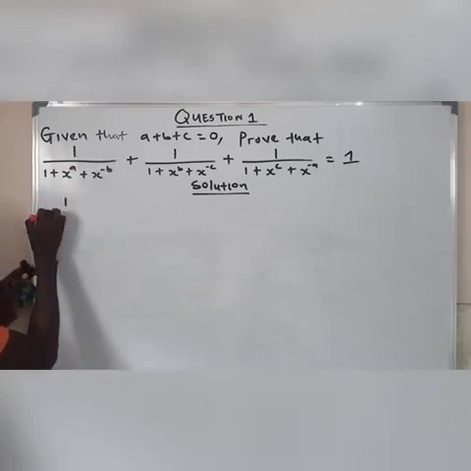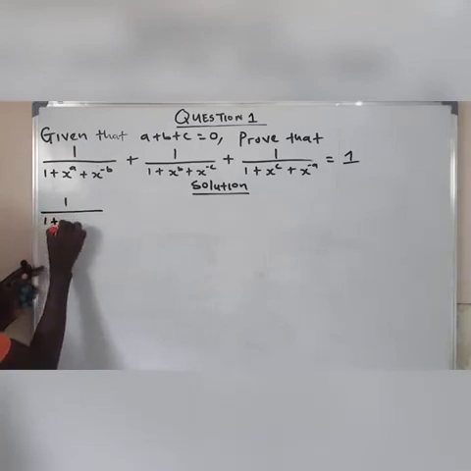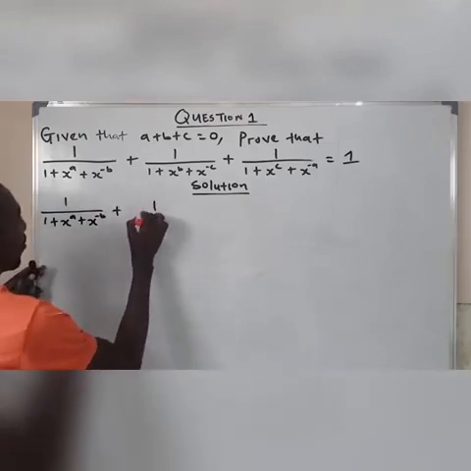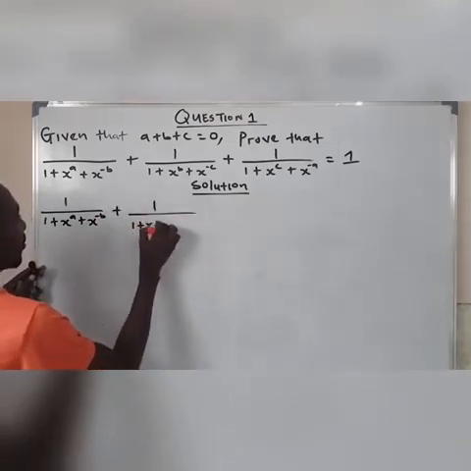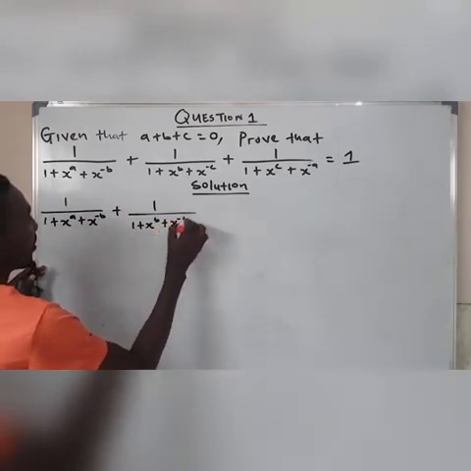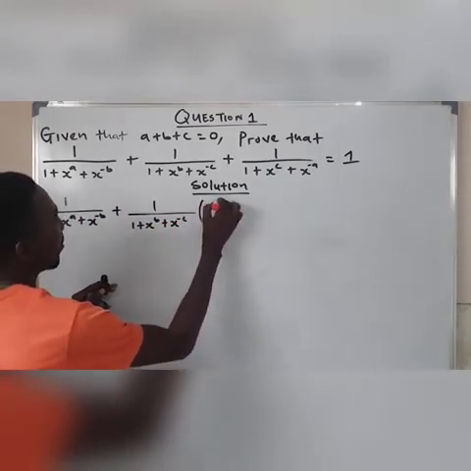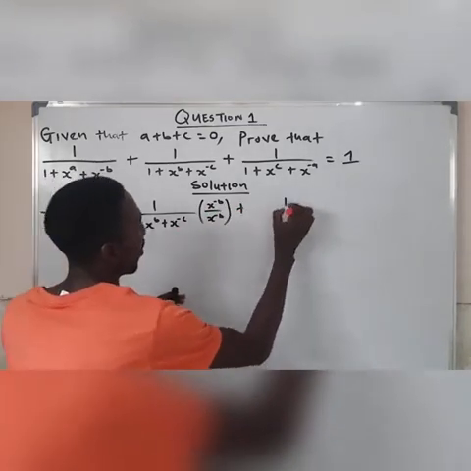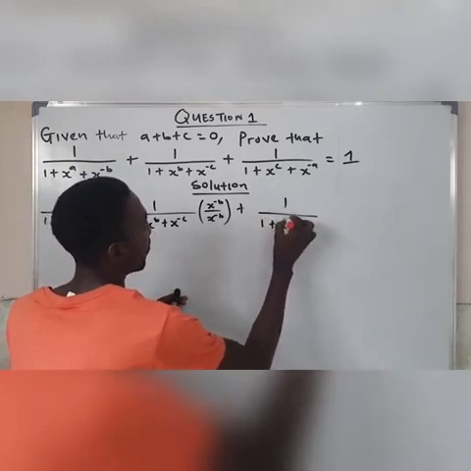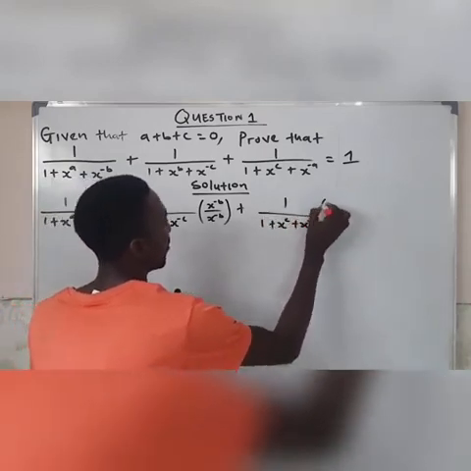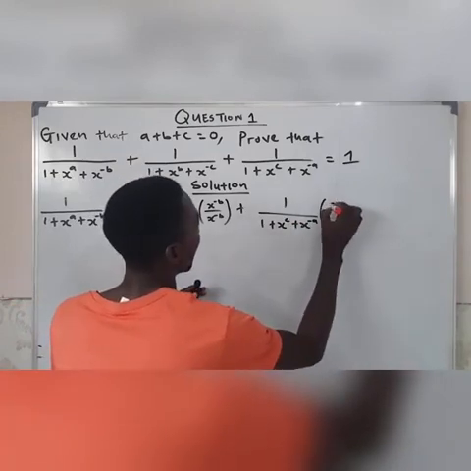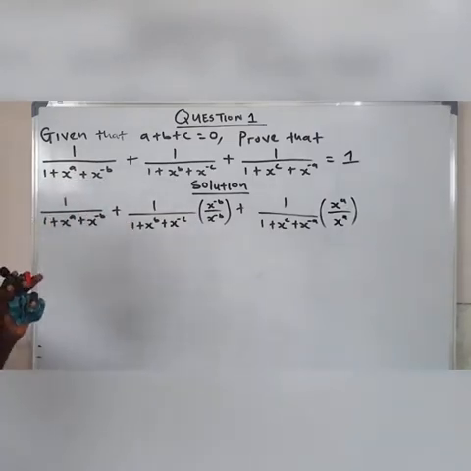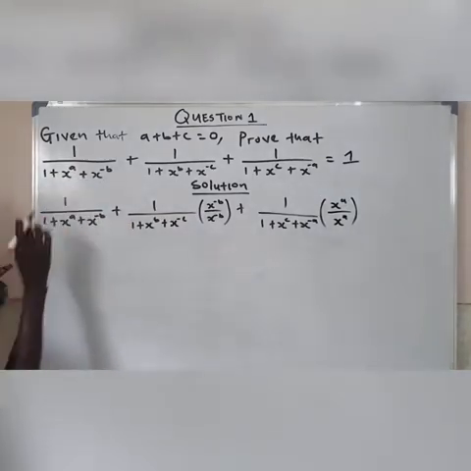We are going to have 1 over 1 plus s to the power of a plus s to the power of minus b, plus 1 over 1 plus s to the power of b plus s to the power of minus c, multiplied by s to the power of minus b over s to the power of minus b, plus 1 over 1 plus s to the power of c plus s to the power of minus a, multiplied by s to the power of a over s to the power of a. I hope you get that. All right. Now, this will still remain the same.